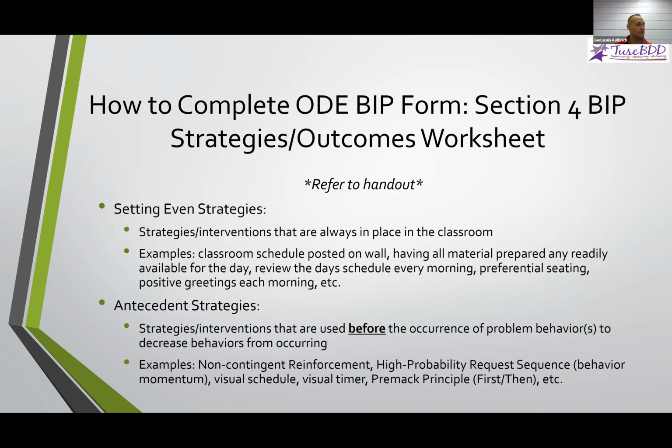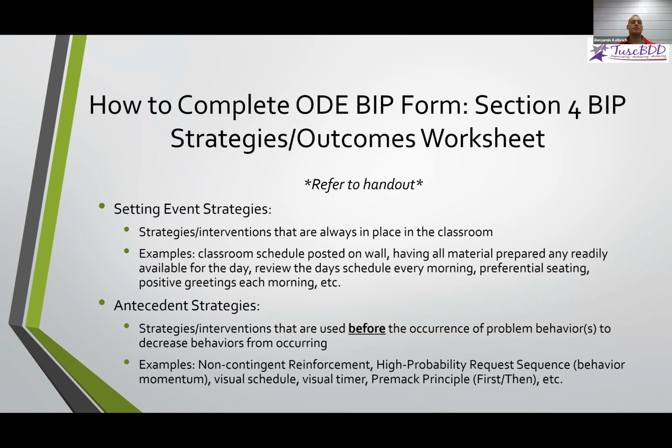All right, so section 4 is the BIP strategies and outcome worksheet. Okay, so now we're going to go over each section. I talked a bit about what setting event strategies are. Sorry, I see that there's a misspelling on there, but that's supposed to be setting event strategies. There we go, fixed it right there. Okay. So setting event strategies, and then you have your antecedent strategies, okay?